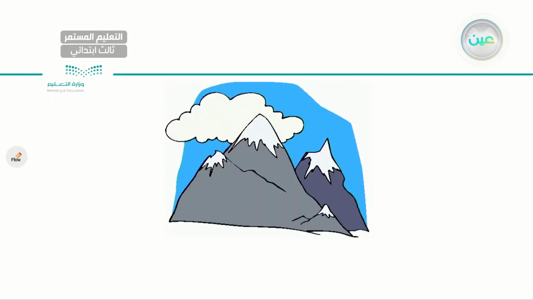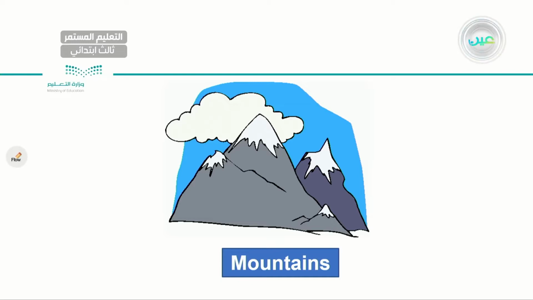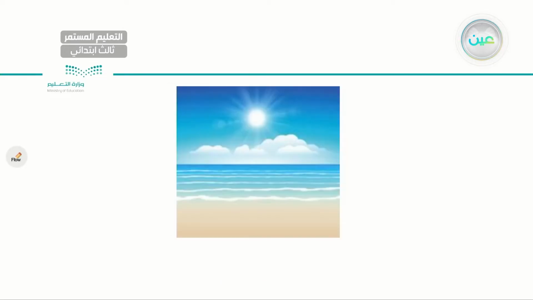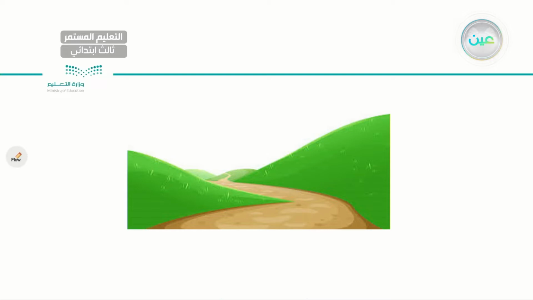How about this one? We can see this in Asir. We can see this in Hail. I have mountains. Mountains. One more time. Mountains. One last time. Mountains. Very good. Moving to the next one, we already have this one, sea. So let's go to the other one.